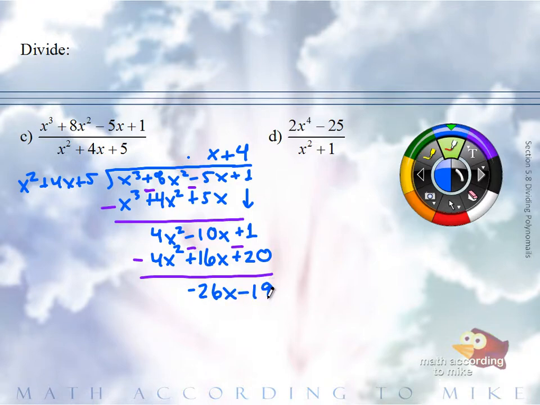Are we done? Yes. What's the degree of the remainder? No. What's the degree of the remainder? 1. That's why. And what's the degree of the divisor? 2. And now what's the answer? That's all you. X plus 4 minus 2, 26x minus 19 over x squared plus 4x plus 5.